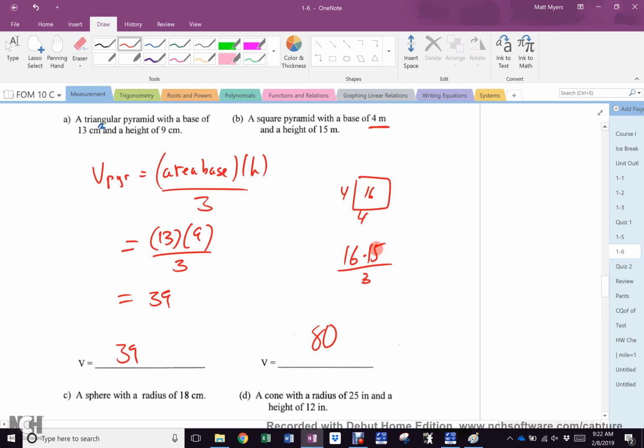16 times 15 divided by 3. Pyramid. Triangle pyramid. The area of the base is 13 centimeters squared. The height is 9. 13 times 9 divided by 3. You typed in 13 times 9 divided by 3 equals.